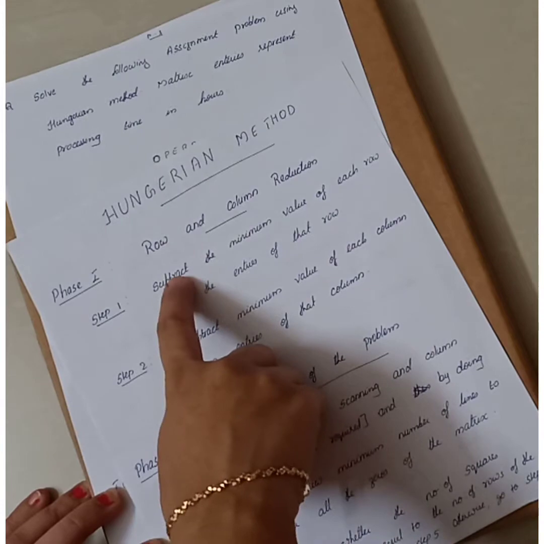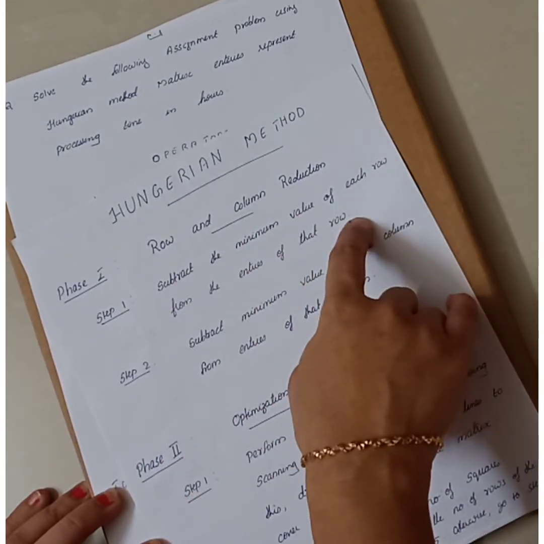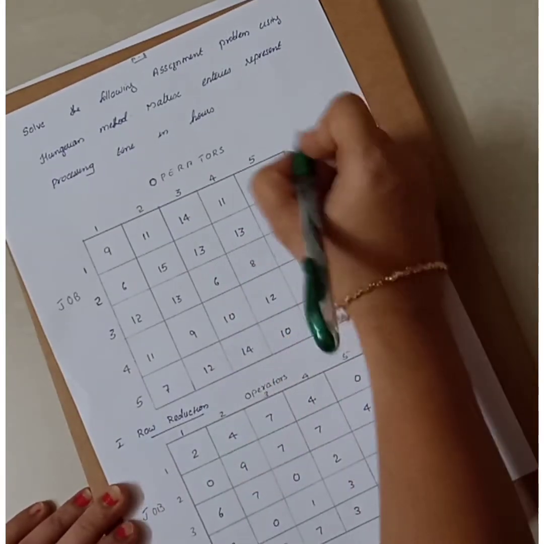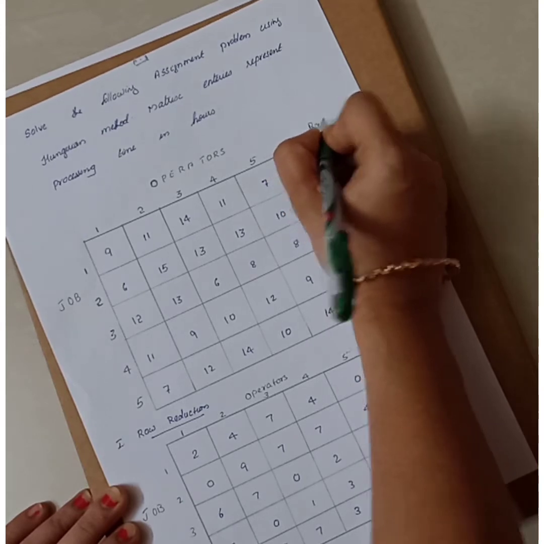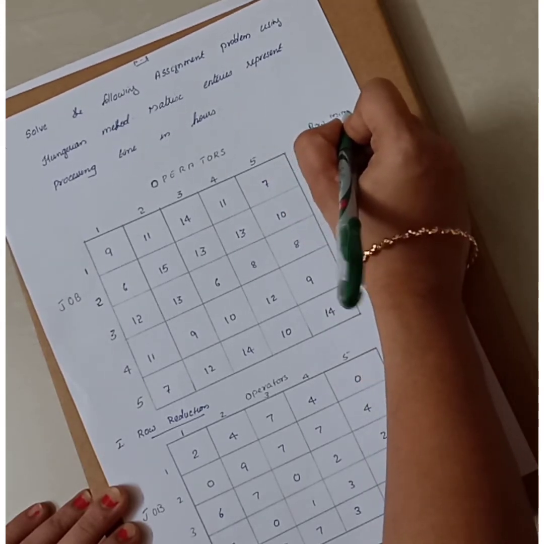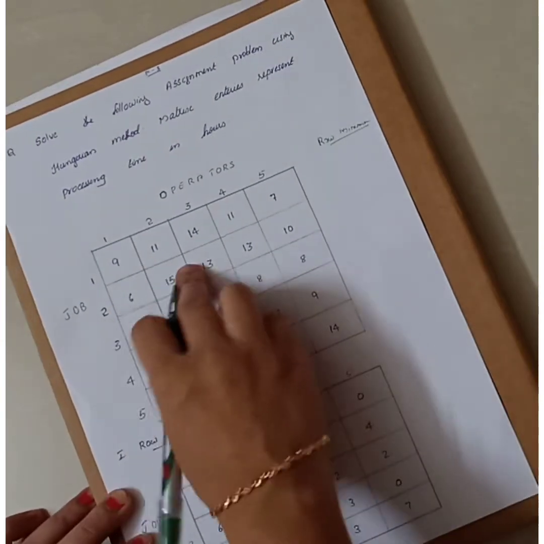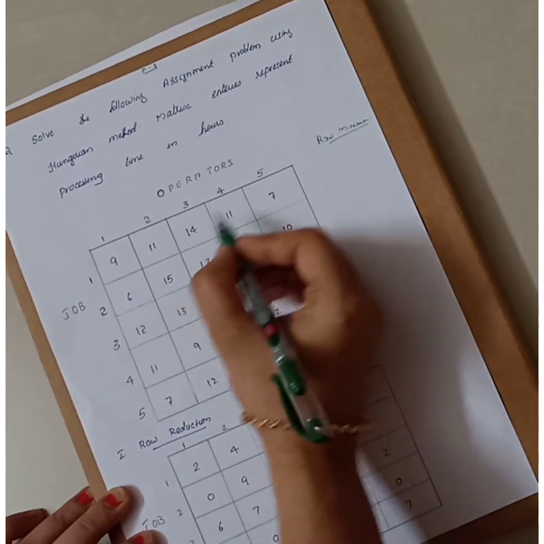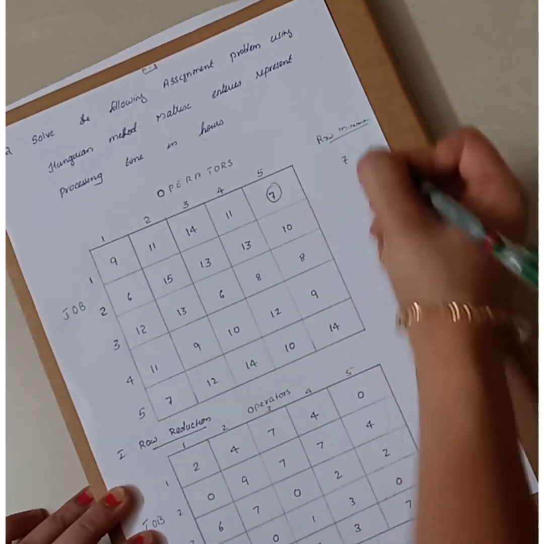Step number 1: subtract the minimum value of each row from the entries of that particular row. Now look at the first row. We are going to find the row minimum, the minimum value of each row. What is the row minimum in this first row? 9, 11, 14, 11, 7. Here 7 is the minimum value. So the first row minimum is 7.